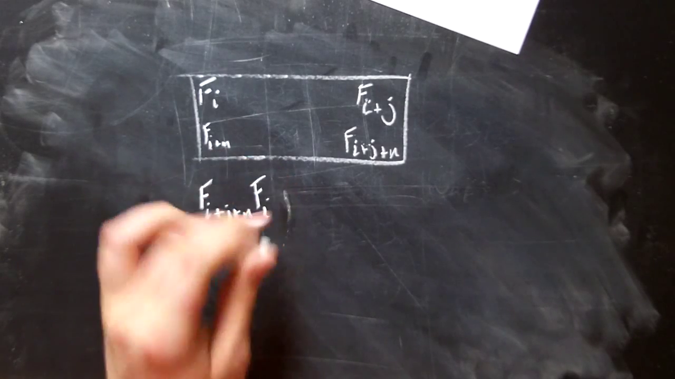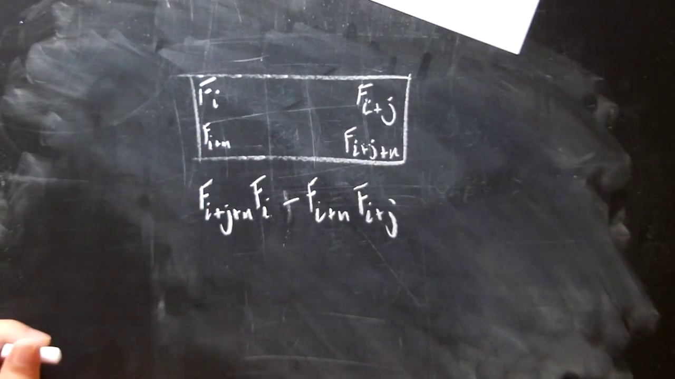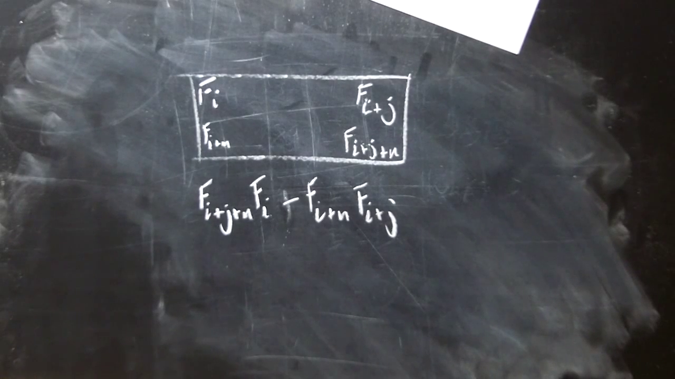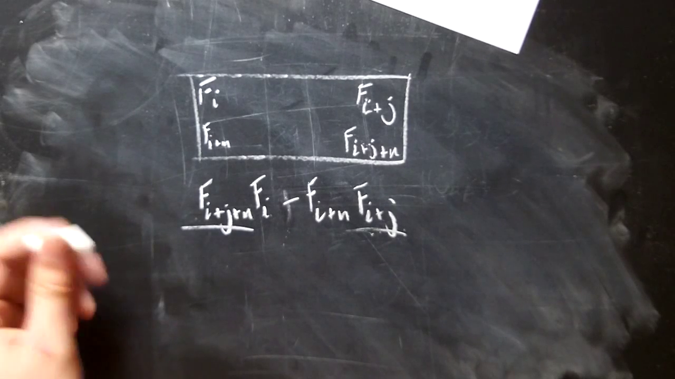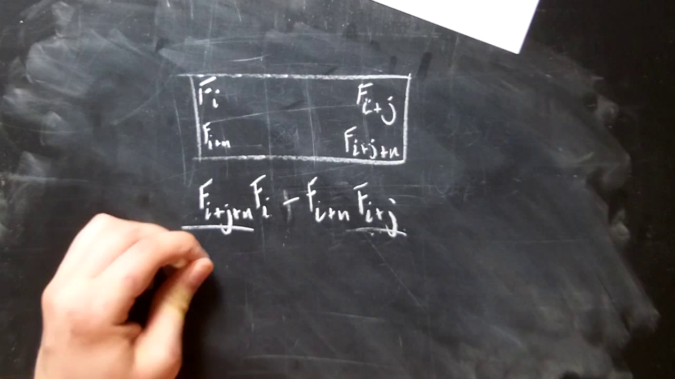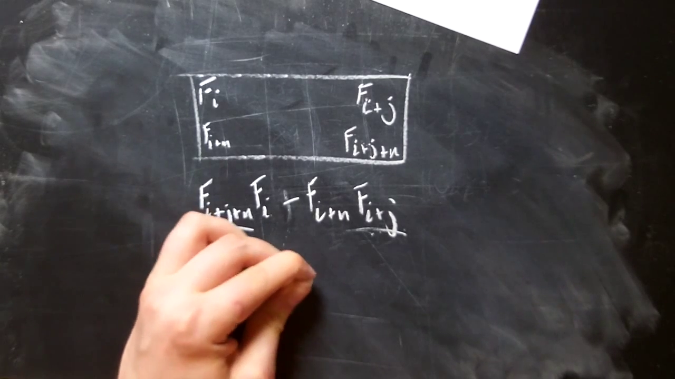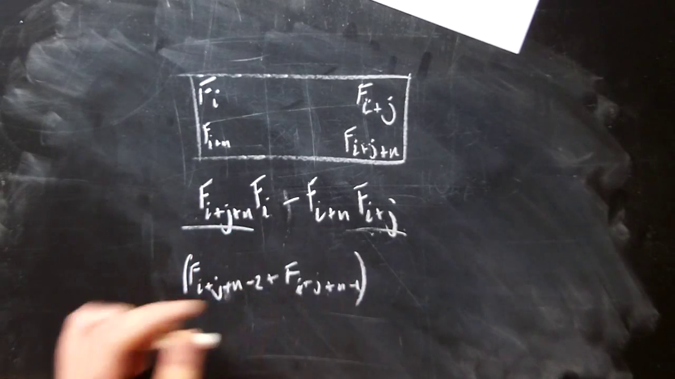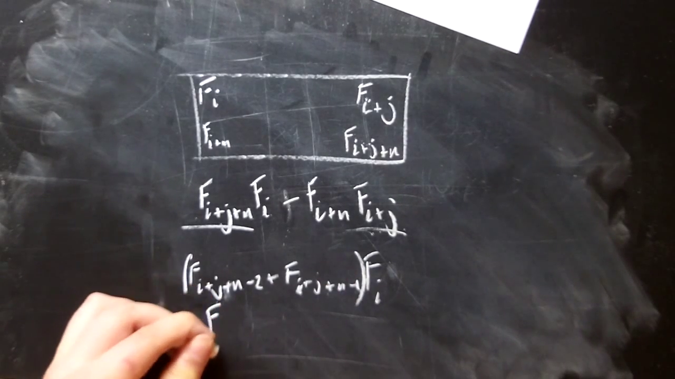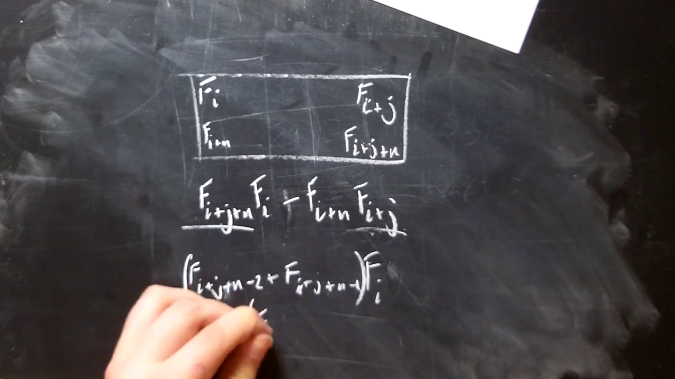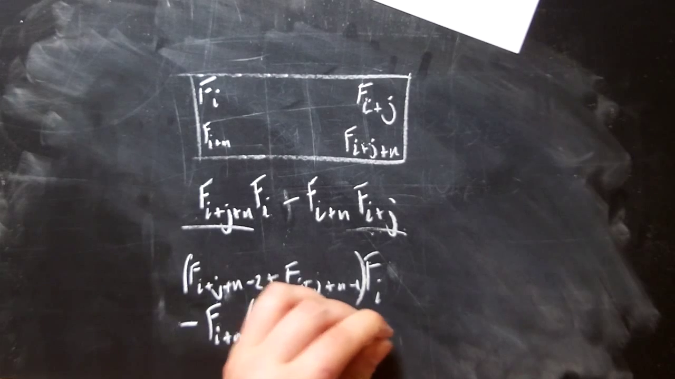Fi minus Fi plus N, Fi plus J. And you can do exactly the same trick. I think. So let's get this one and that one in terms of smaller j's. So that's Fi plus J plus N minus 2 plus Fi plus J plus N minus 1 times Fi minus N times Fi plus J minus 2 plus Fi plus J minus 1.